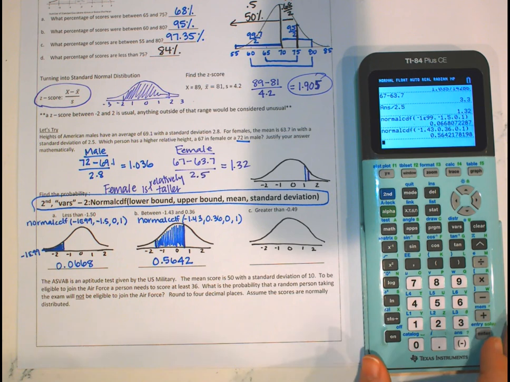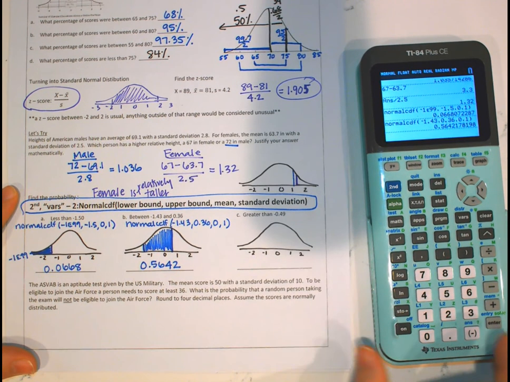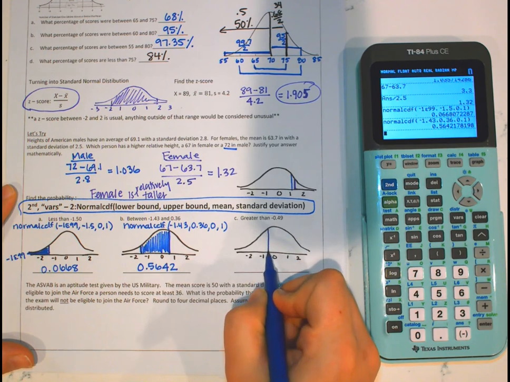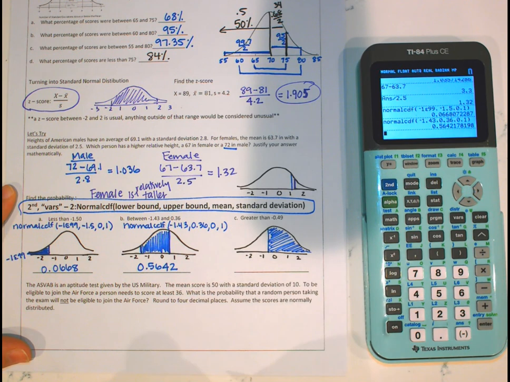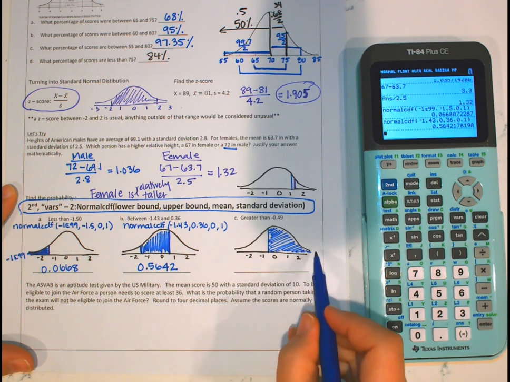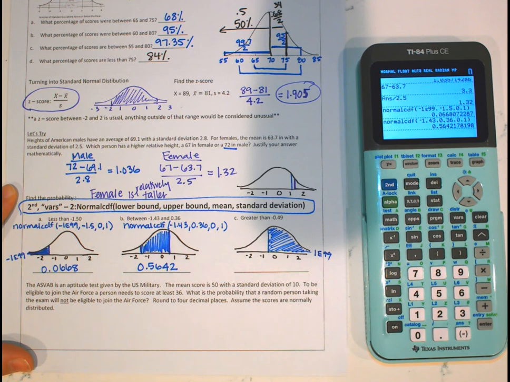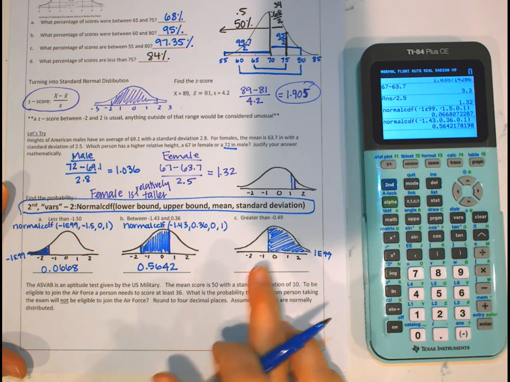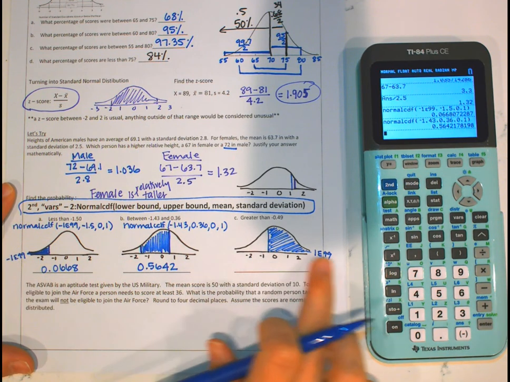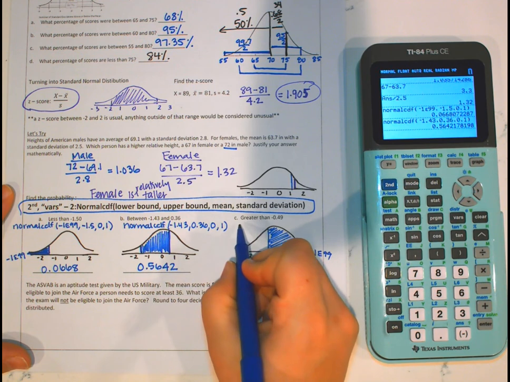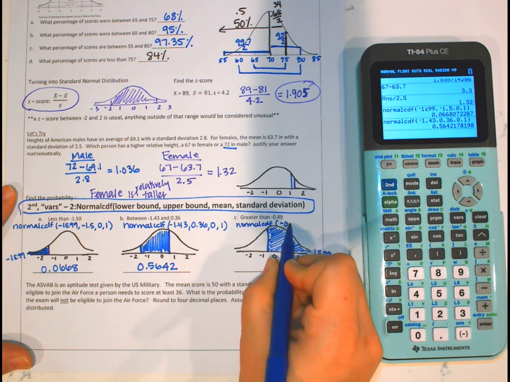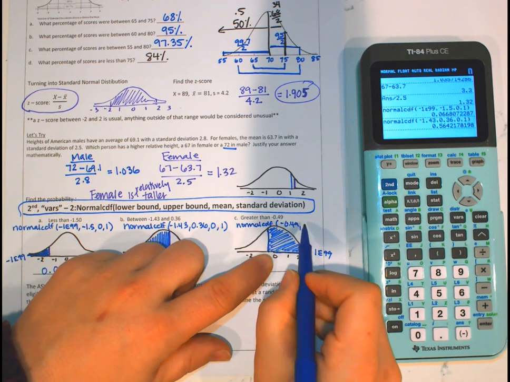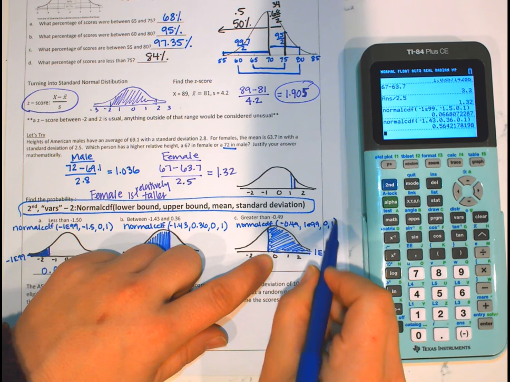All right, so then for this last example, it says it's greater than negative 0.49. So that would be somewhere roughly around there. And I want all the values greater than that. So I'm looking at the right side of my curve. So then I go 1e to the 99 this way. Right, when I go to the left, it's a negative 1e to the 99. When I go to the right, it's positive 1e to the 99. So when I do my normal CDF, my lower bound is my negative 0.49. My upper bound, I'm going all the way to the end of the graph. My mean is 0. My standard deviation is 1.